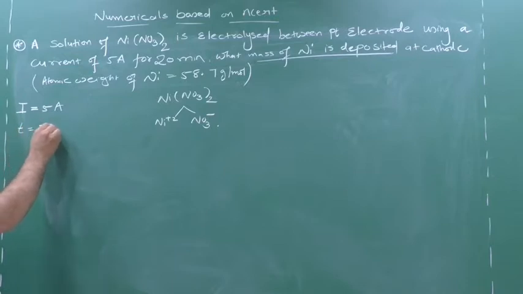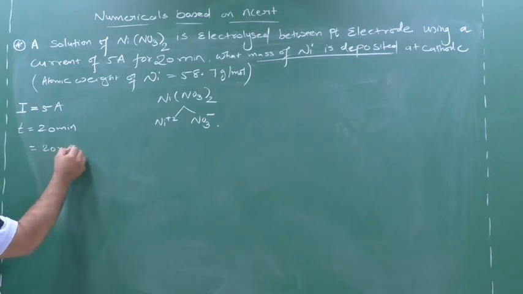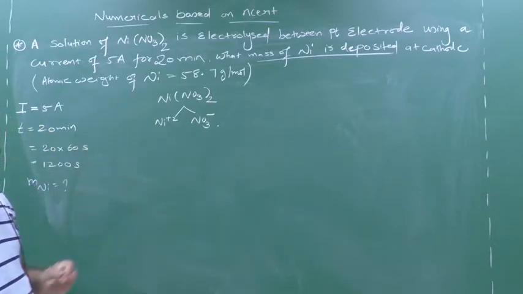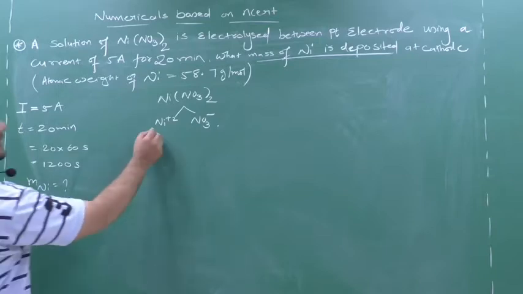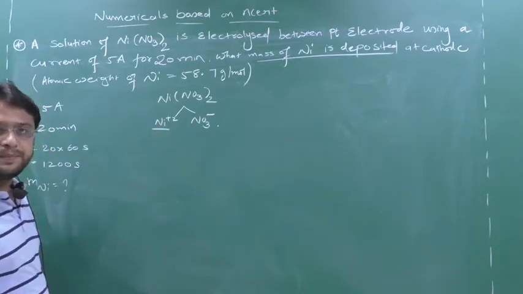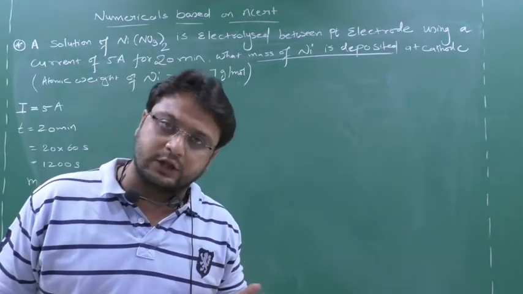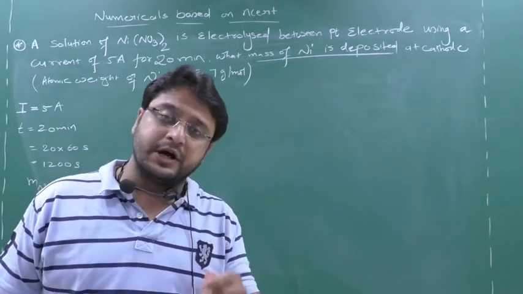So time is 20 minutes, and we are always calculating time in seconds. So 20 into 60 seconds, so your answer will be 1200 seconds. What mass of nickel is deposited at the cathode? Nickel they have given. Now here Ni is in the form of Ni plus 2, and this Ni plus 2 will go towards the cathode, and at the cathode reduction will occur.